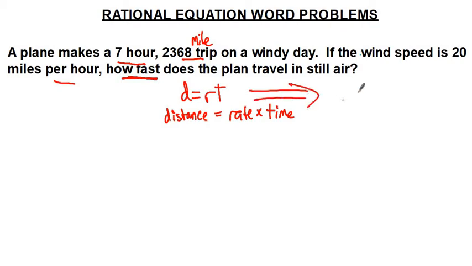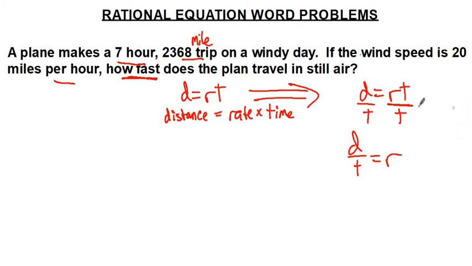So let's solve that equation. Distance equals rate times time. Because we're trying to find rate, let's solve it for rate. And we can do that by dividing by time. So distance over time is equal to the rate. Okay, that's what we can glean from that.